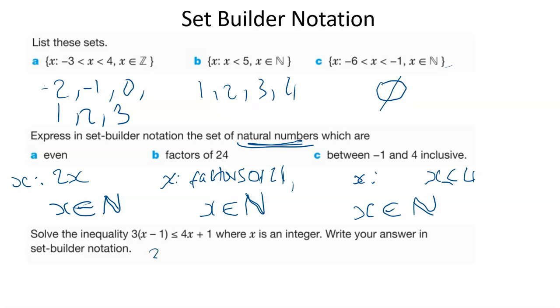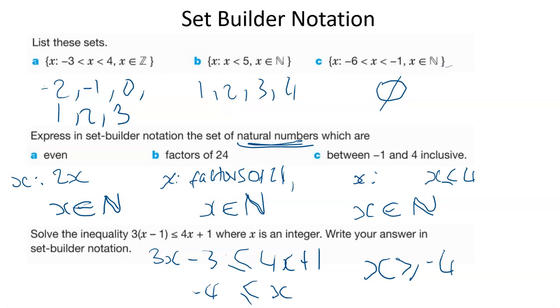Solve the inequality. So we've got 3x minus 3 less than or equal to 4x plus 1. So move that over, and take 3 off both sides, take 1 off both sides. So we've got that x is greater than or equal to -4. But it tells us that x is an integer. So this is the set builder bit. We're then going to say that x is a member of the integer numbers, like that. And that's all it is, really.